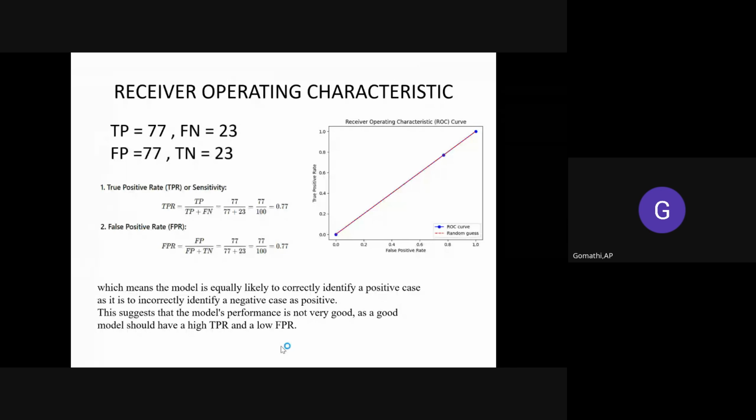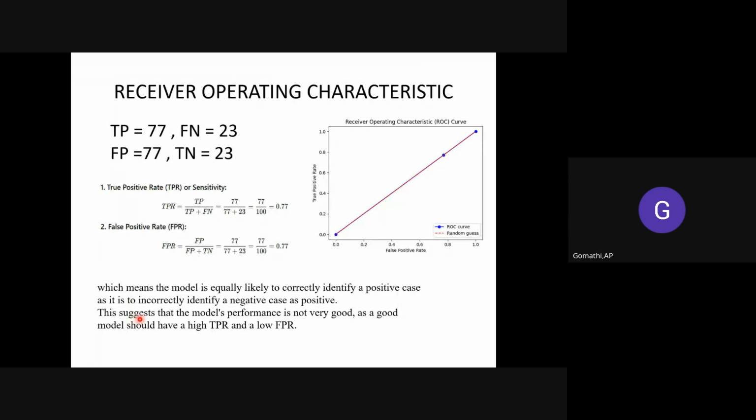Next, consider another example. Here are the values for true positive, false negative, false positive, and true negative. We apply the values into the formula. We get a true positive rate of 0.77 and a false positive rate also of 0.77. So the ROC curve will be overlaid on the random guess, that is the random classifier, which means the model is as likely to correctly identify a positive case as it is to incorrectly identify a negative case as positive.